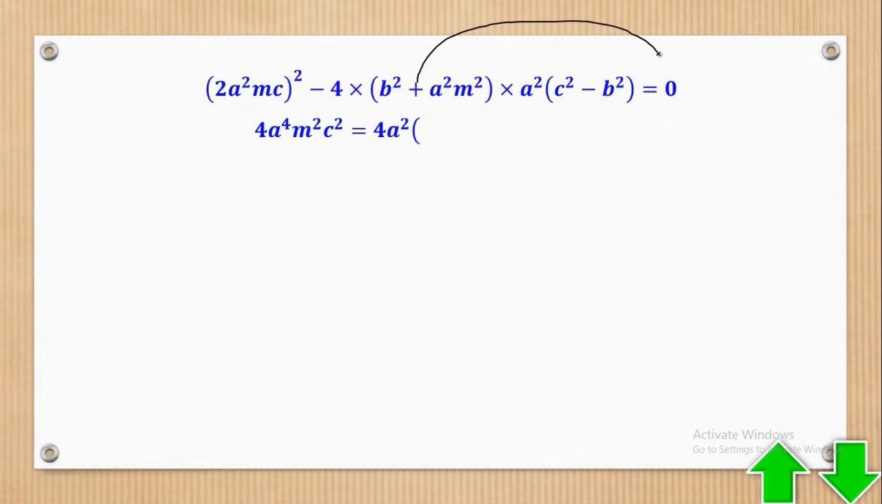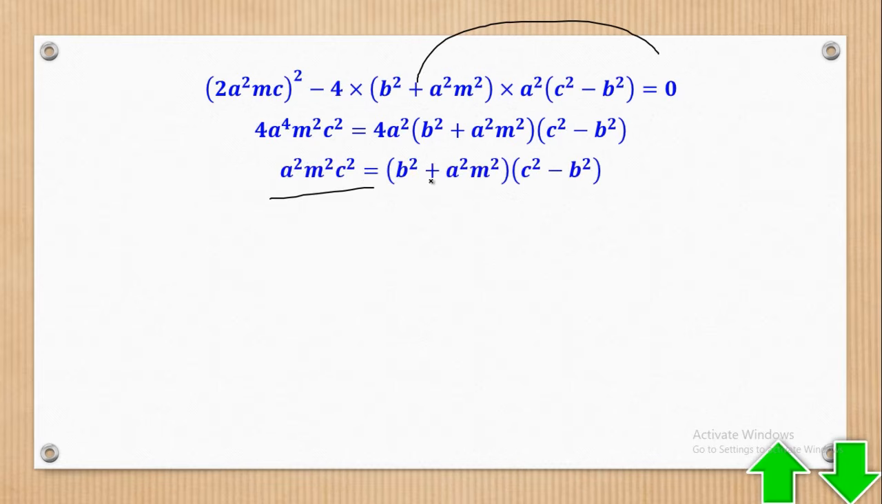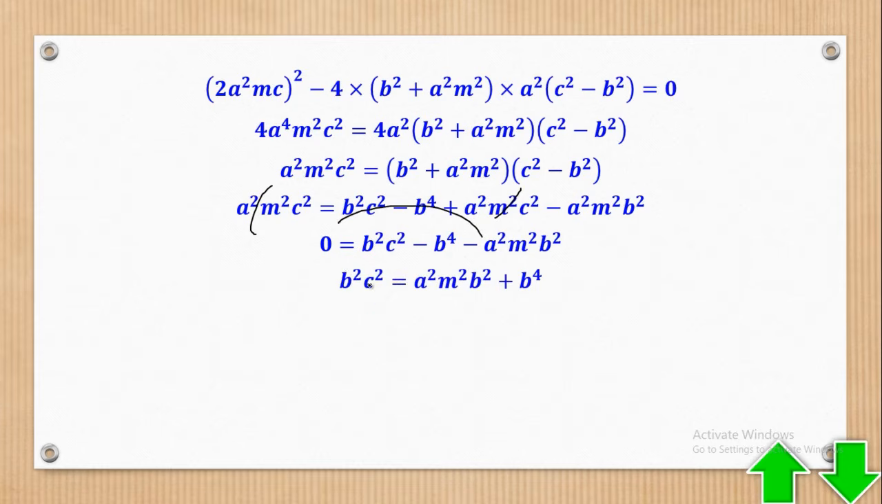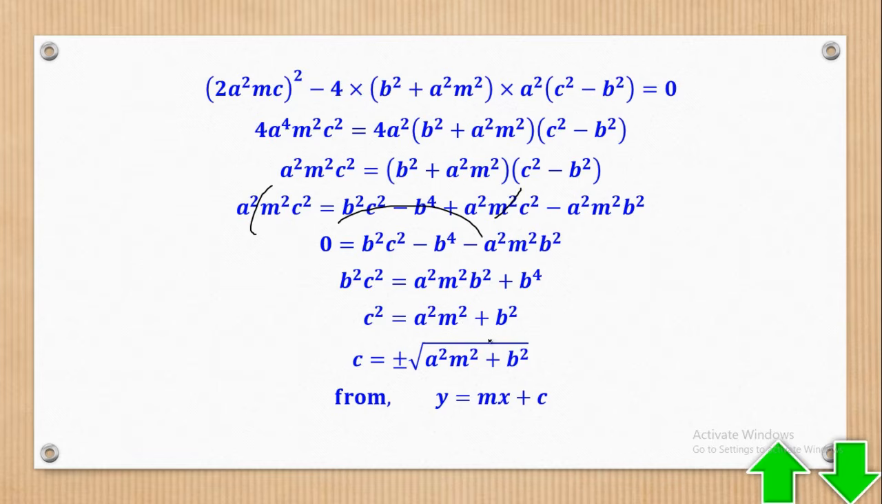Then take the whole of this side to come up with that. Then reduce by 4a squared to come up with that. Then expand this to come up with that. Then cancel this to come up with that, and take this one this side to come up with that, then reduce by b squared to come up with that. Therefore, we shall conclude that from this, the equation of the tangent is this which was required.